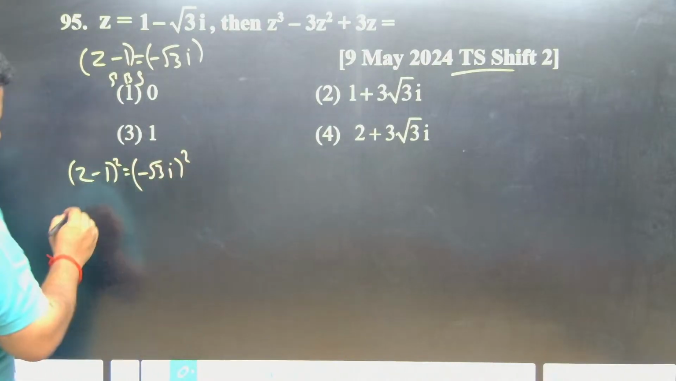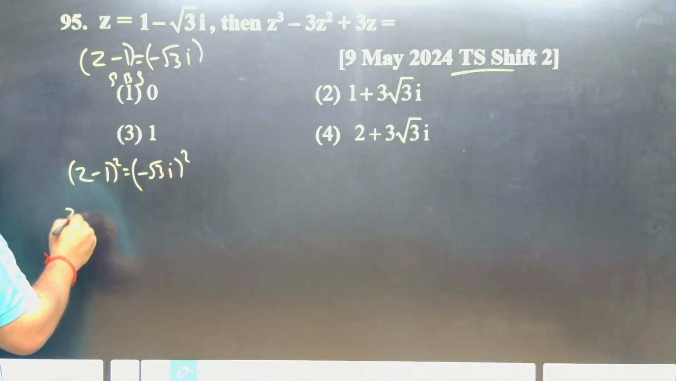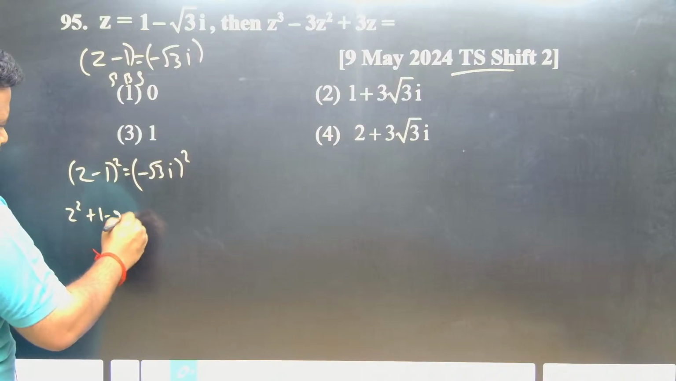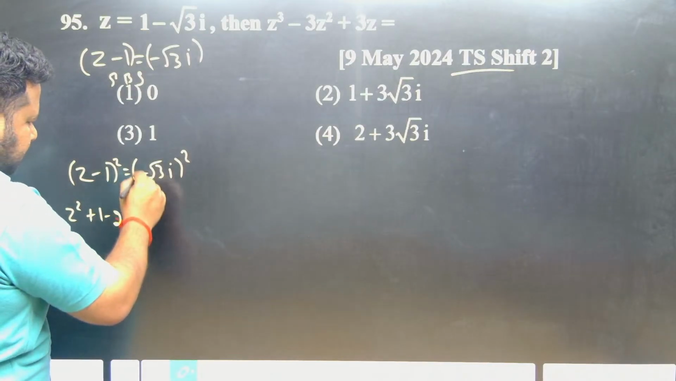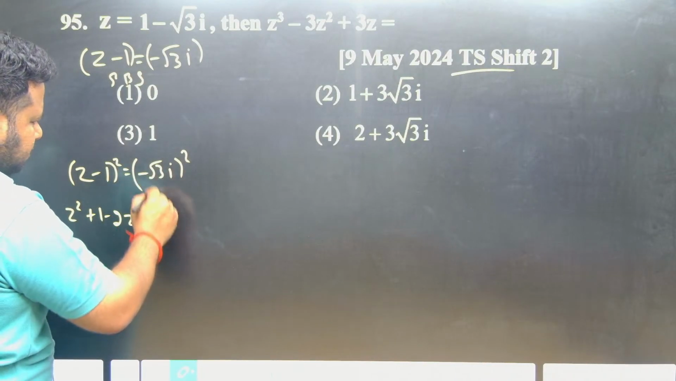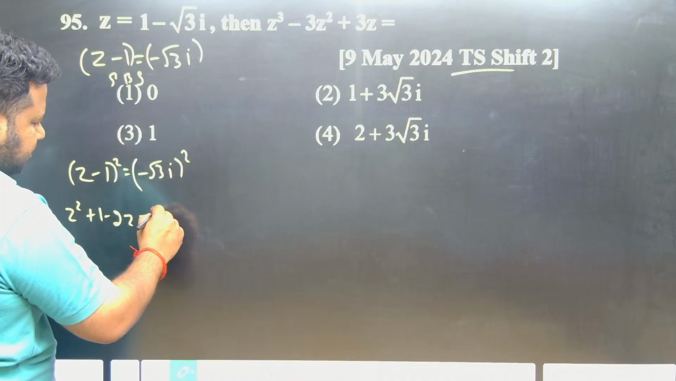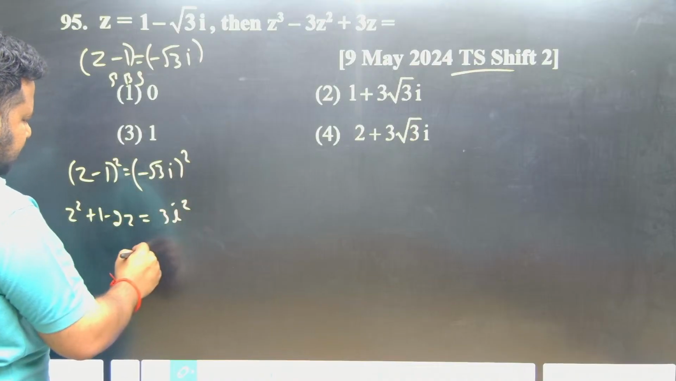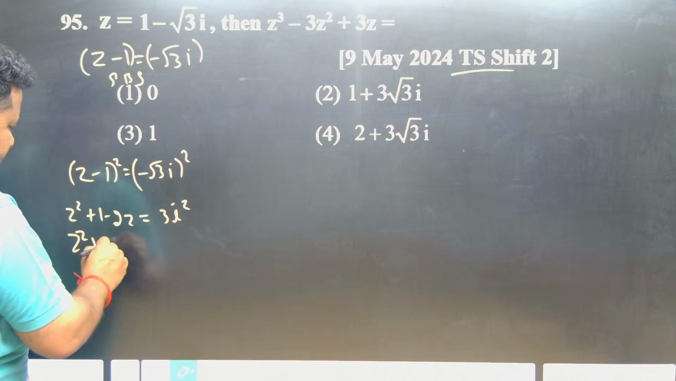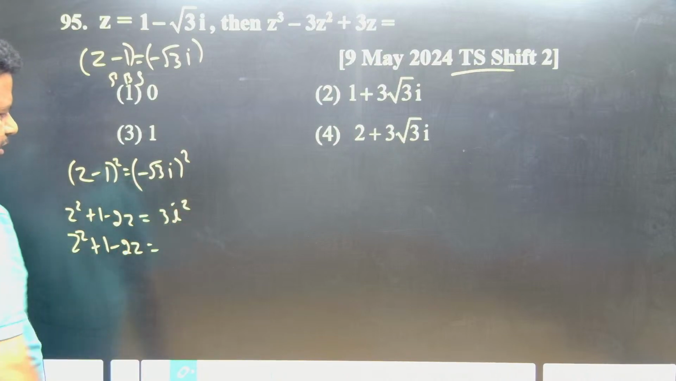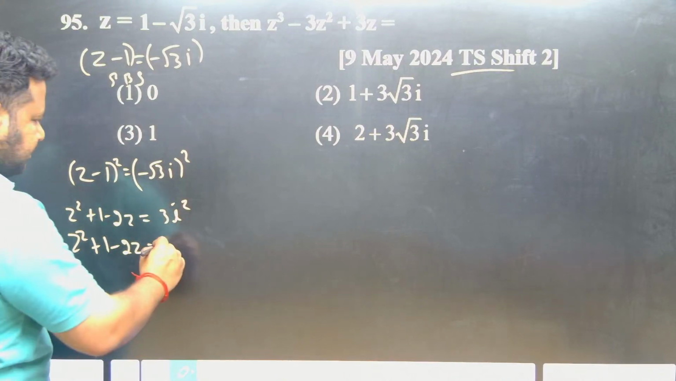(z minus i) whole square is what? (a minus b) whole square, that is nothing but z square plus 1 minus 2z. Minus into minus square will become plus; root 3 square will become 3, so 3 into i square. I square is minus 1, so I will have minus 3.